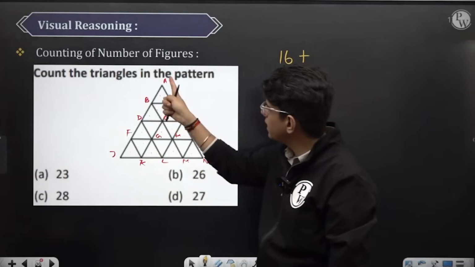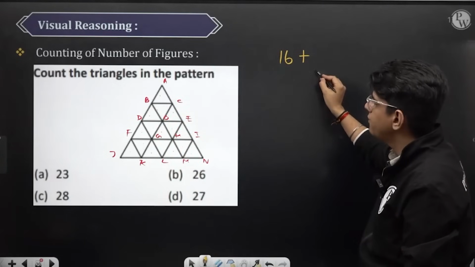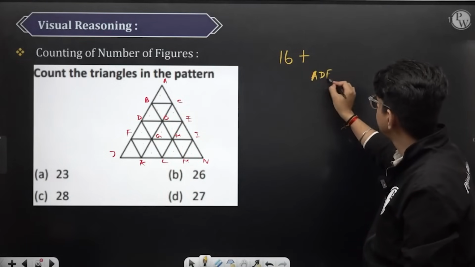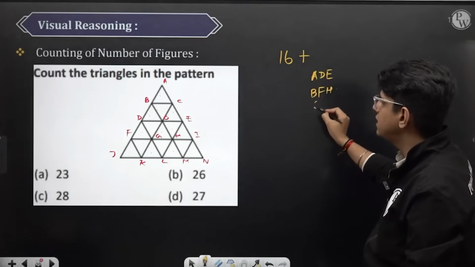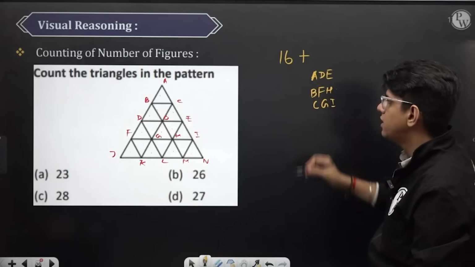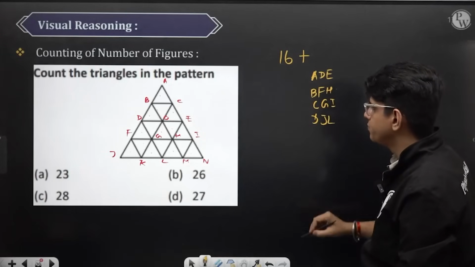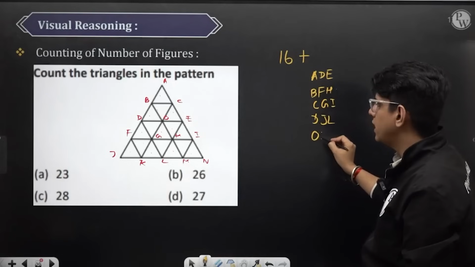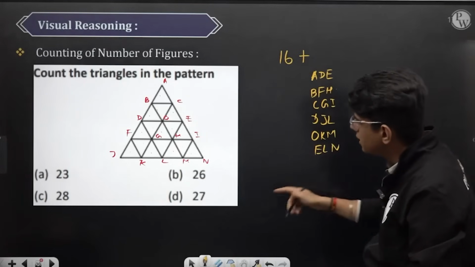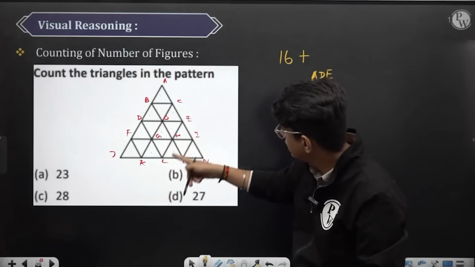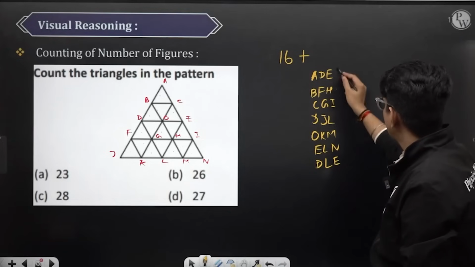Now there will be triangles formed from 4 triangles. So how many are those? I will have A, D, E. Then I will have B, F, H. Then I will have C, G, I. Then I'll move down. So I will get D, J, L. Then I will get O, K, M. Then E, L, N. And 1 is left. This D, L, E. So how many are there?